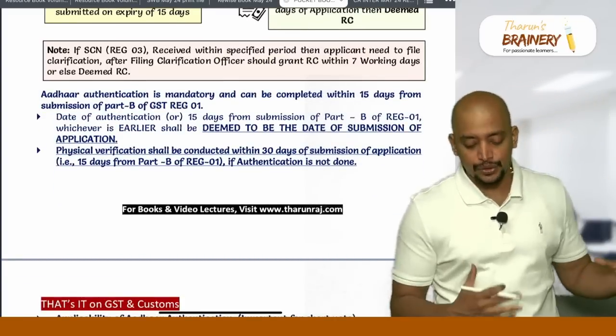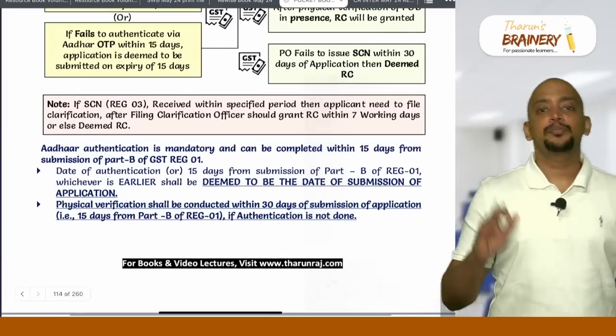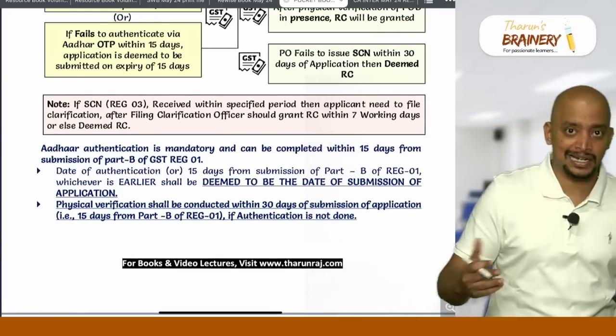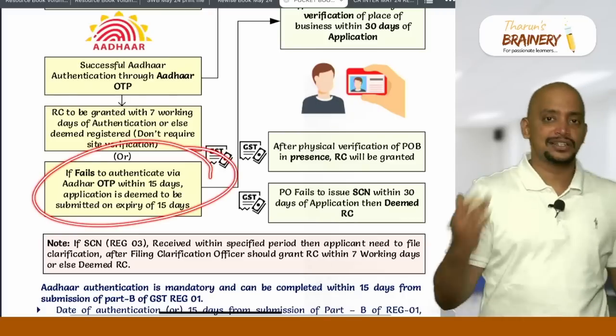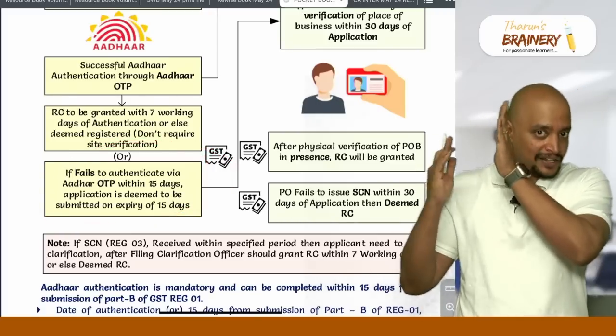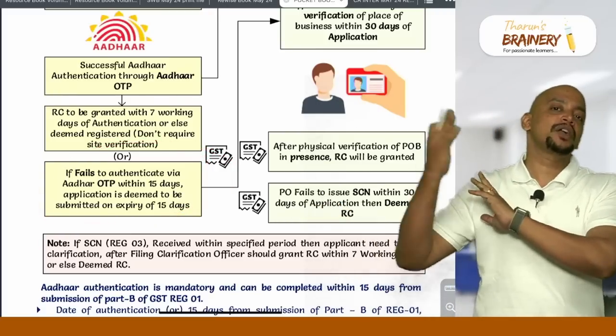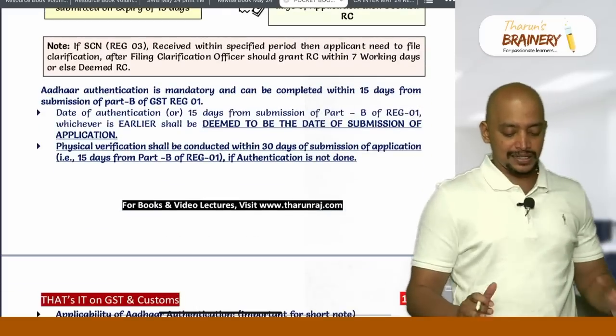Now here we have one point, what should be taken as the date of application? The date of authentication only will be taken as the date of application. Suppose the 15 days you have not completed, now the 30 days will be counted after 15 days. So within 15 days if the authentication is not completed, that 15 days will be taken as the date of application. From there the 30 days will be counted for physical verification. So that is this point.